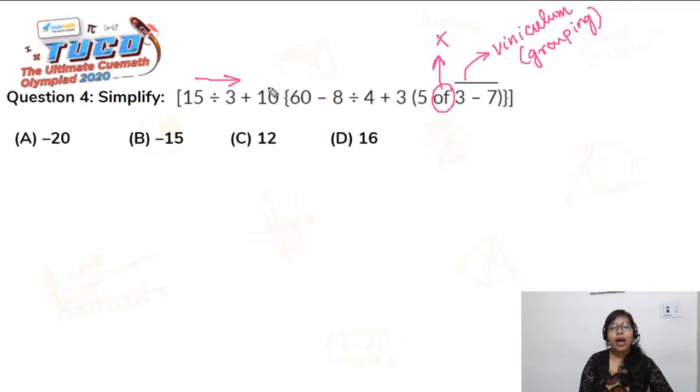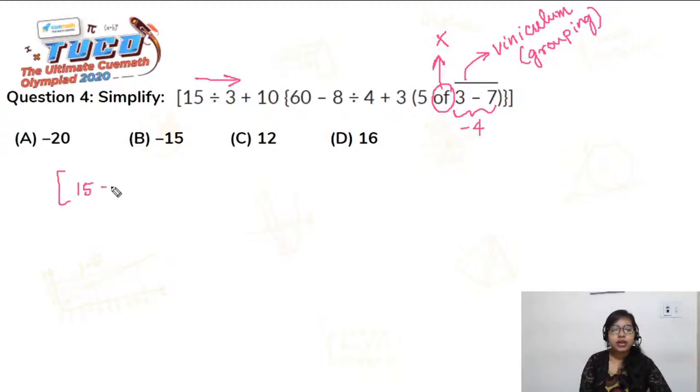Okay, so now I'm going to quickly solve this. First I could see that going from left to right, I have this parenthesis occurring first. And inside this parenthesis, I would first go ahead with the vinculum part, which is 3 minus 7. And 3 minus 7 is going to give me a minus 4. So 5 times minus 4 is what we would be having here.